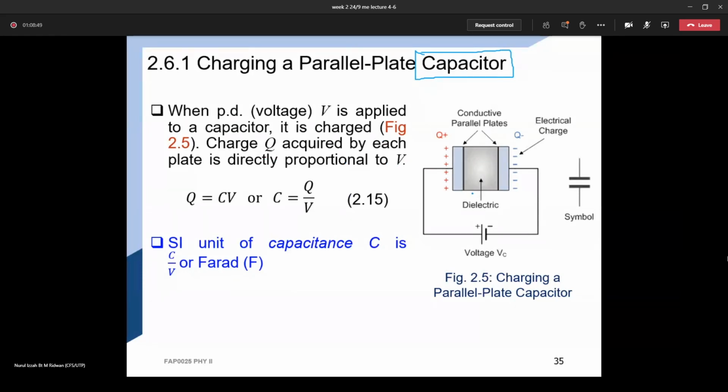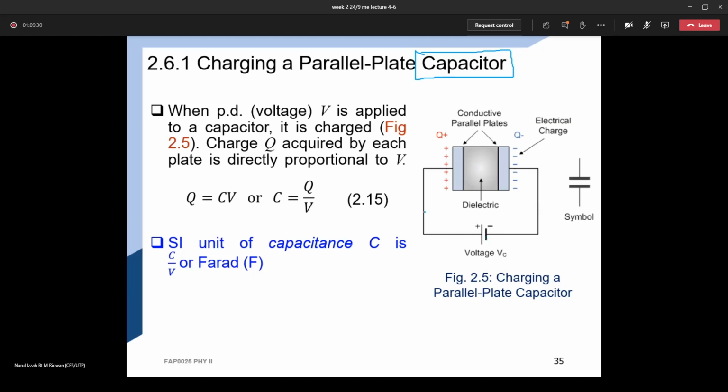Listen here carefully. Initially, the capacitor has no energy at all, no electric field at all in between the parallel plates. If there is no electric field at all, it means the capacitor is fully discharged. Fully discharged means your battery is out, like your handphone is out of battery, so you cannot use it anymore. So if you connect that to a battery, the battery will charge the capacitor.